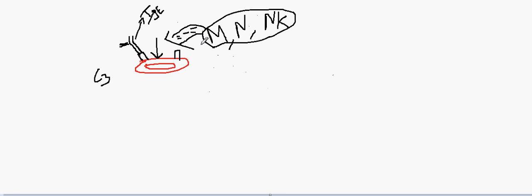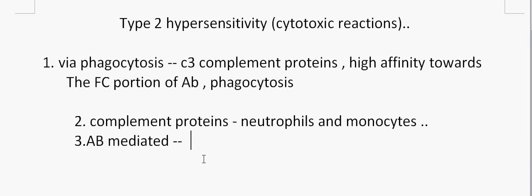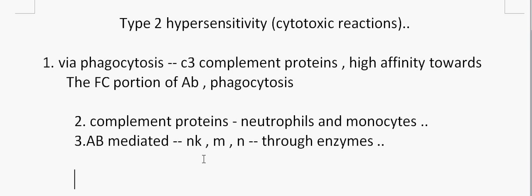So there is no process of phagocytosis, but through the proteins like perforins and granzymes, they kill the cell. So this is the third mechanism of how the cell undergoes cytotoxicity. And there is another type of reaction. This is called as the antibody mediated cellular dysfunction. So before that we'll write the type of the cells which are involved in the antibody dependent cell mediated cytotoxicity. So we'll write NK cells, that is the natural killer cells, macrophages and neutrophils. They cause the lysis of the cell through enzymes. So there is no process of phagocytosis, just through the enzymes they tend to kill the cells.